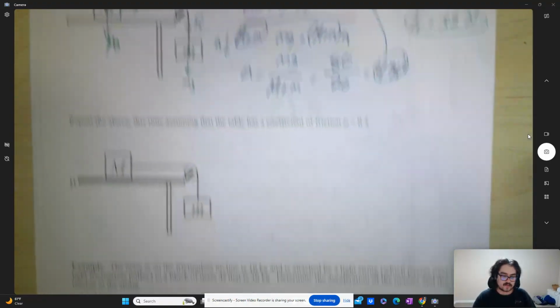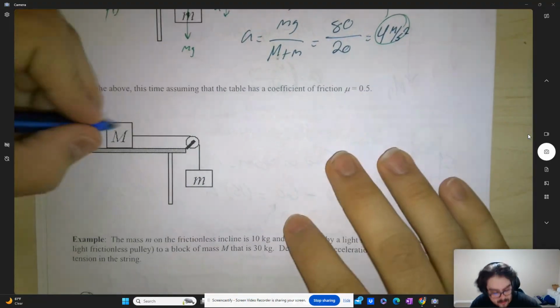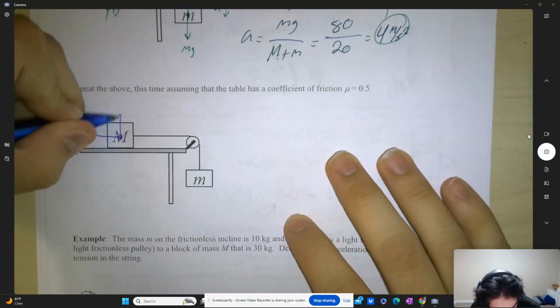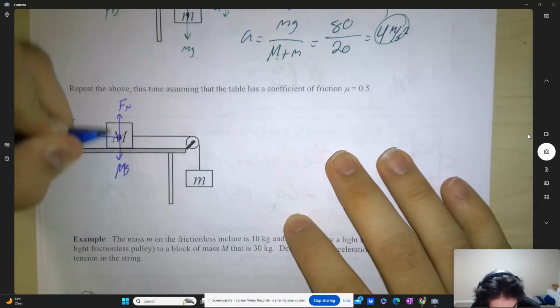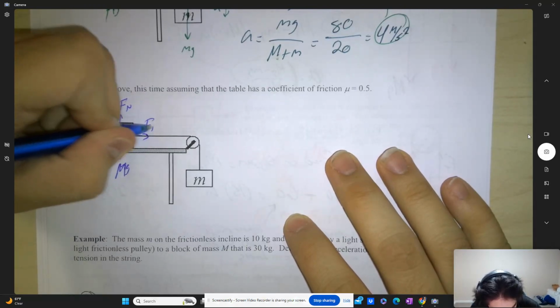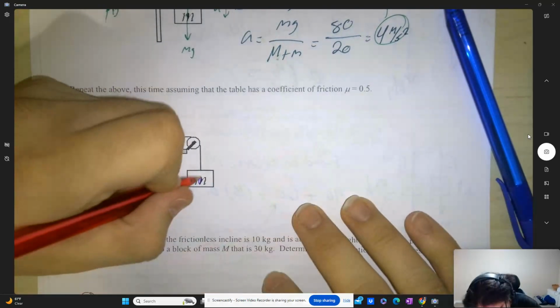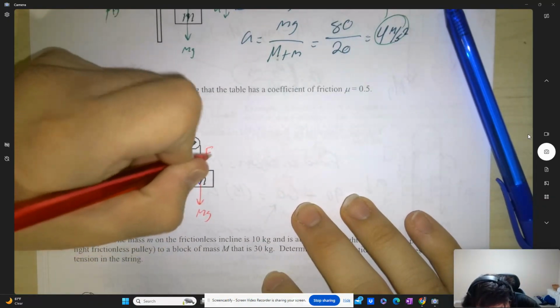Now you have friction on the table, which does change things just slightly. Big M is now going to have friction pulling back. It'll have normal force going up. It'll have Mg going down, capital Mg. And then it has tension pulling to the right. This one down here, little m, has little mg going down and Ft going up.